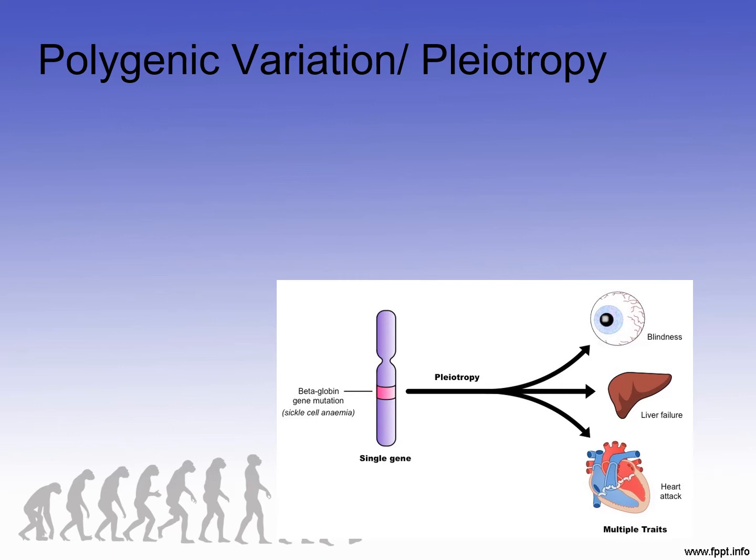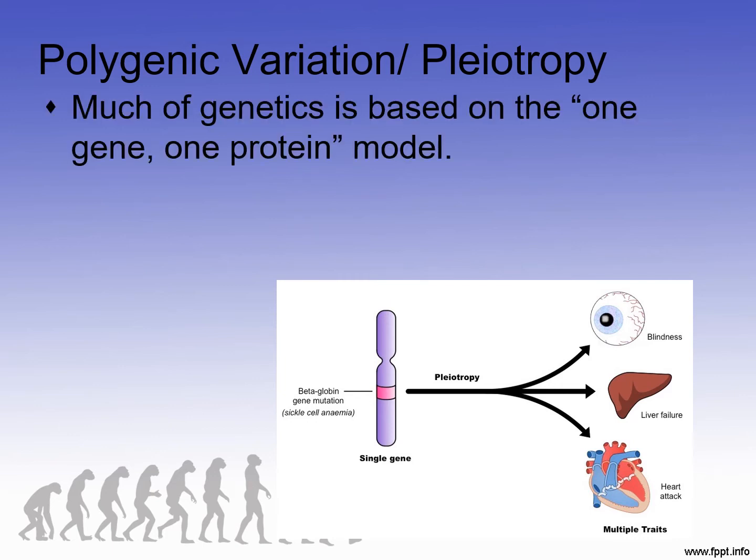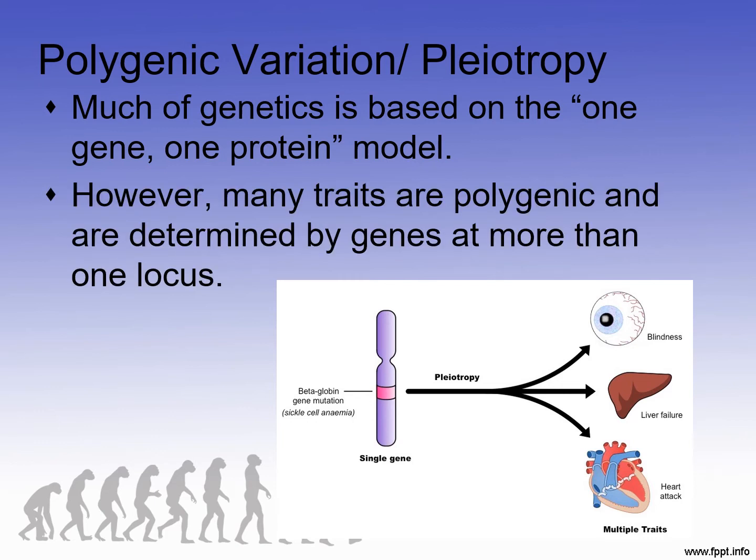Remember last time we talked about polygenic variation and pleiotropy. Much of this genetics today is based on a 1 gene, 1 protein model, but we know that many traits are polygenic and are determined by genes at more than one locus. The one that we're going to talk about is the beta globin gene mutation for sickle-cell anemia, and that's going to become very important in terms of adaptation. Sickle-cell anemia and this mutation that we're going to see in the beta globin gene actually has an evolutionary advantage for the people who possess that mutation.